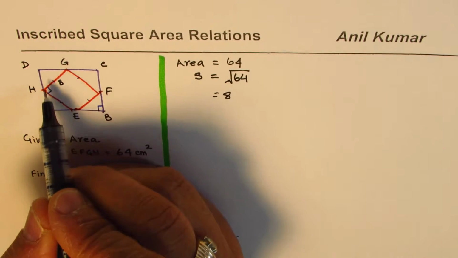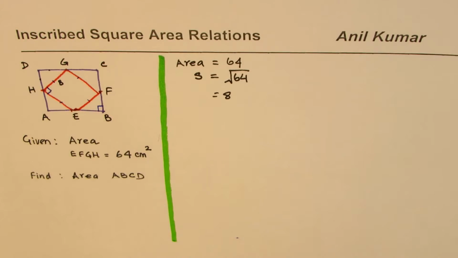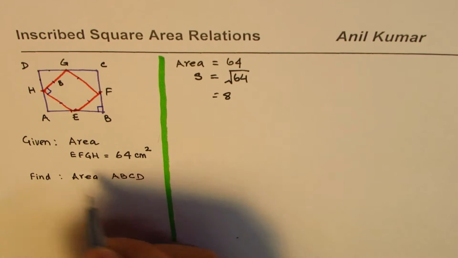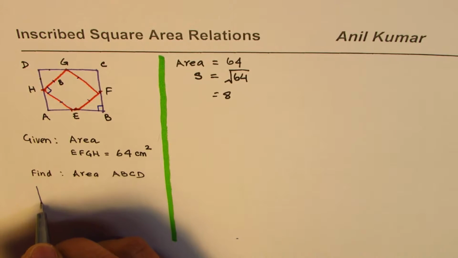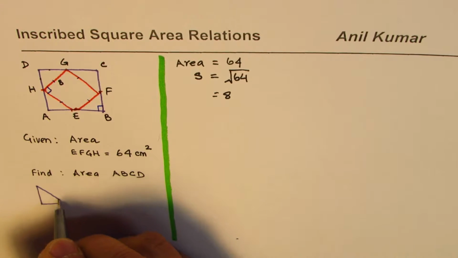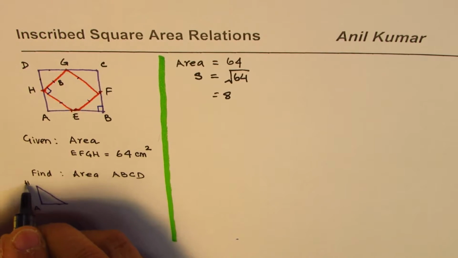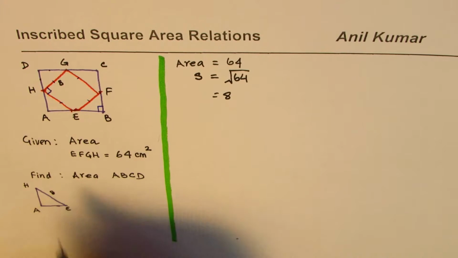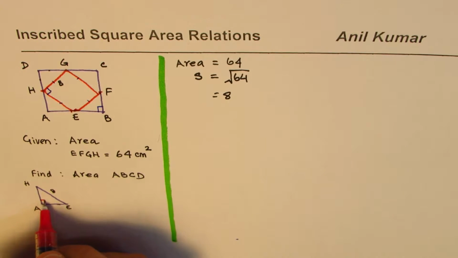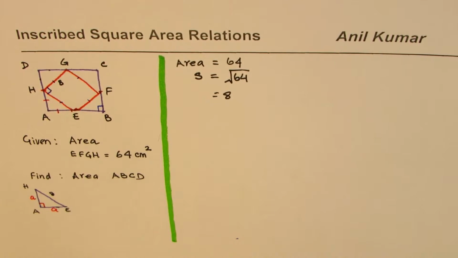Now the question is, we want to find what these sides are once we know the hypotenuse, right? You could use the Pythagorean theorem. Let me sketch one small triangle here. Let's consider this side, this triangle, which is AHE. Now from symmetry, all these hypotenuses will be 8 for us, correct? And we need to find each side. Let's say this side is small a, this is also small a, correct? These sides are equal.